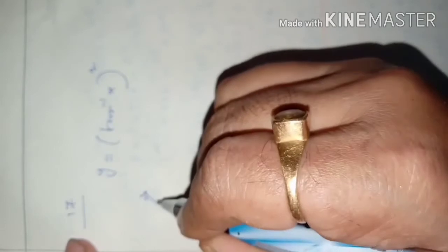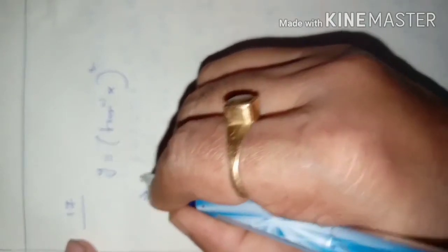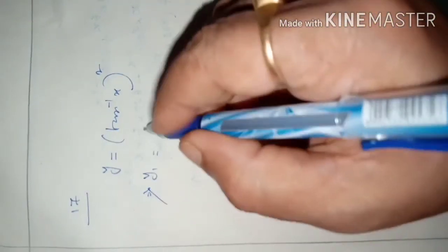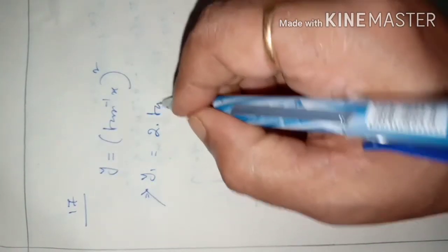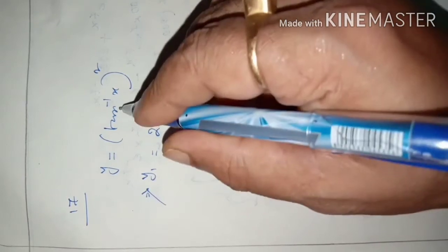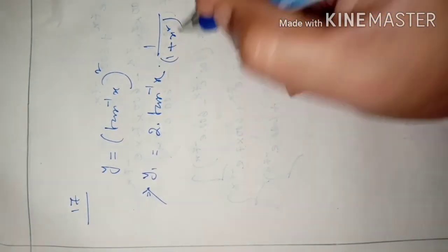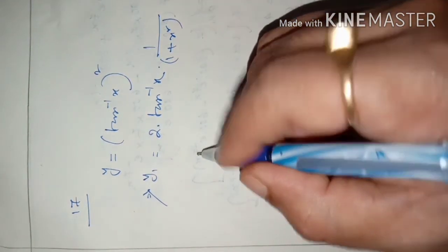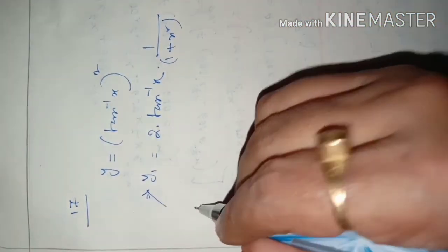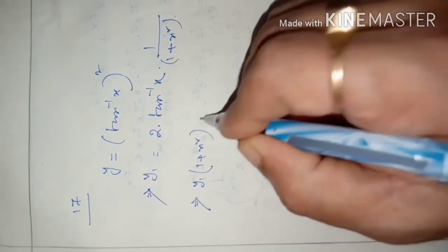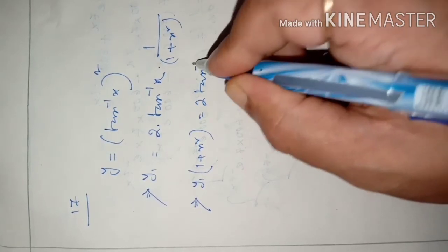Let us take first derivative, that is first order derivative, y1 is equal to d/dx of this one. Treat it as x to the power of n formula, that is 2 into tan inverse x. Again d/dx of tan inverse x is 1 by 1 plus x square. Okay, then this 1 plus x square, if we transpose to the left hand side, it will be y1 into 1 plus x square is equal to 2 tan inverse x.